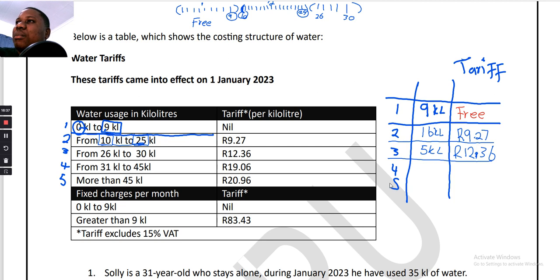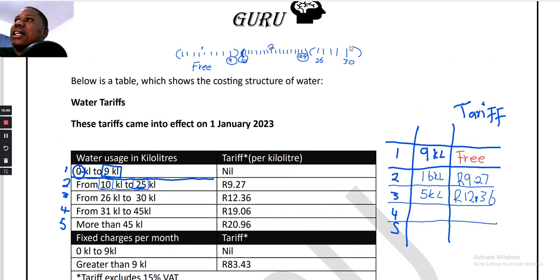Then we go to block number 4. Block number 4 says we must count from 31 to 45. Then let's do that. Remember, block number 3 has ended at 30. This is block number 3. Then block number 4 starts at 31. So that is 31, 32, 33, 34, 35, 36, 37, 38, 39, 40, 41, 42, 43, 44, 45. Okay, let me double check. 31, 32, 33, 34, 35, 36, 37, 38, 39, 40, 41, 42, 43, 44, 45. So we stop at 45.